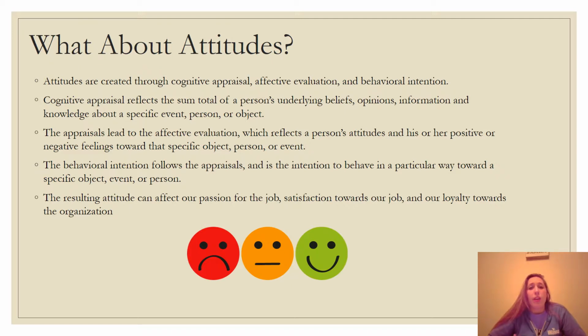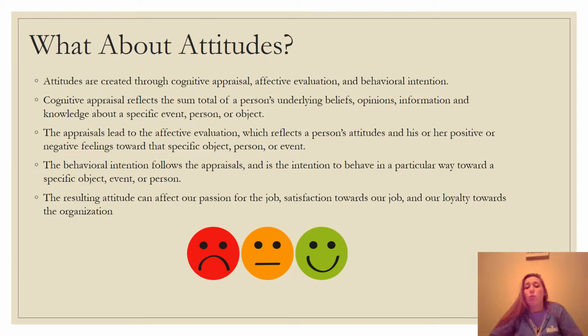Now, attitudes are created through 3 different steps. Those steps are cognitive appraisal, affective evaluation, and behavioral intention. Cognitive appraisal reflects the sum total of a person's underlying beliefs, opinions, information, and knowledge about a specific event, person, or object. This cognitive appraisal leads into the affective evaluation, which reflects a person's attitudes and his or her positive or negative feelings towards that specific object, person, or event.